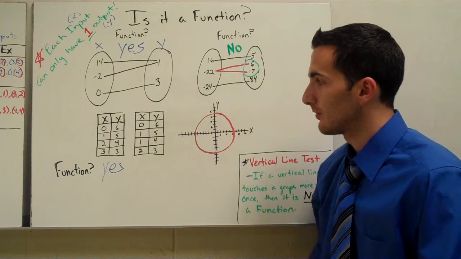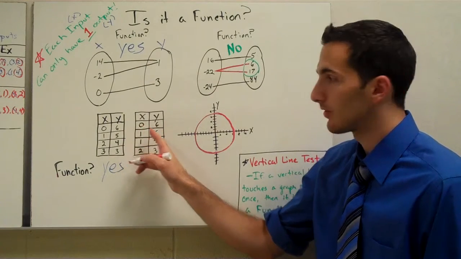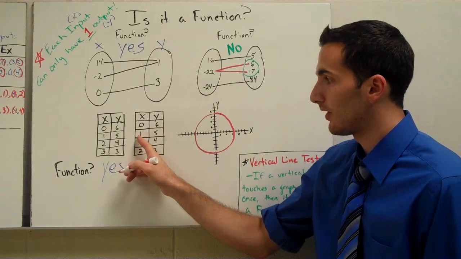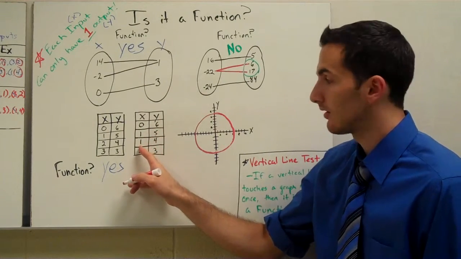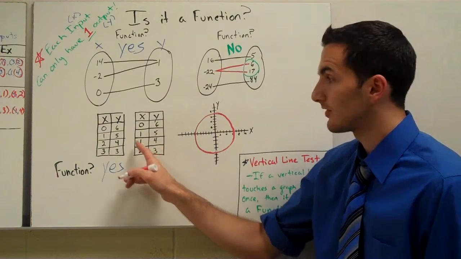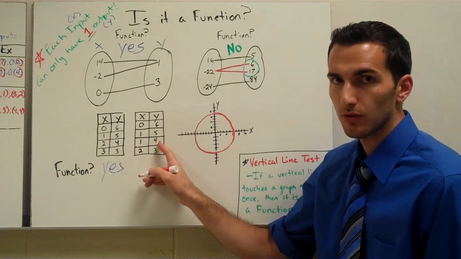Moving over to the next one, we're going to look at this. 0, its output again is 6. Move down to 1, its output is 5. Move down, we have another 1. Its output is 4. So that means the output of 1 is 5 and 4.